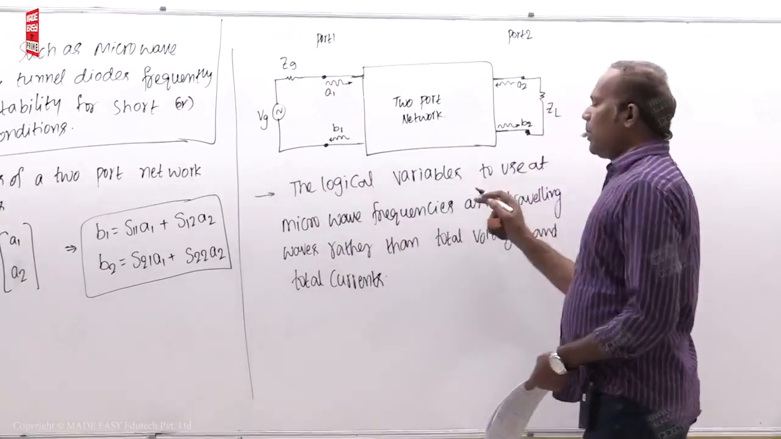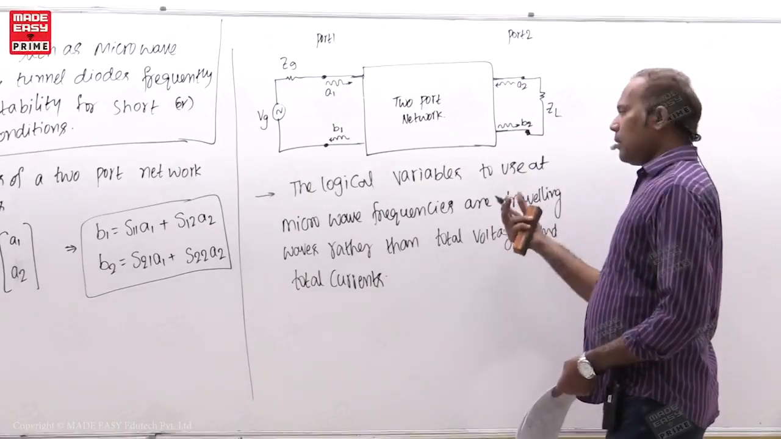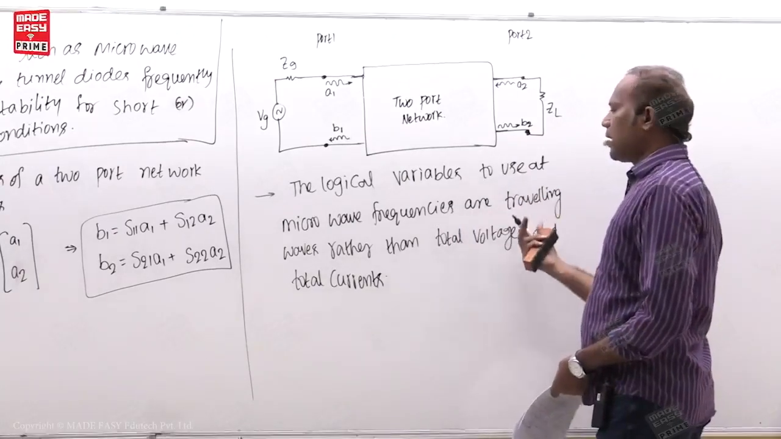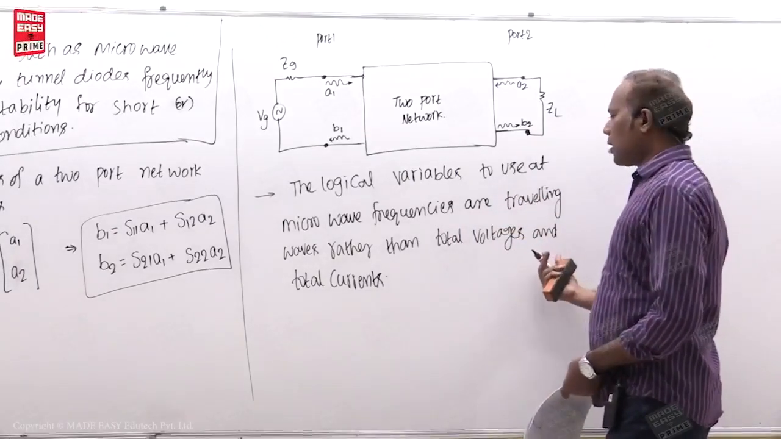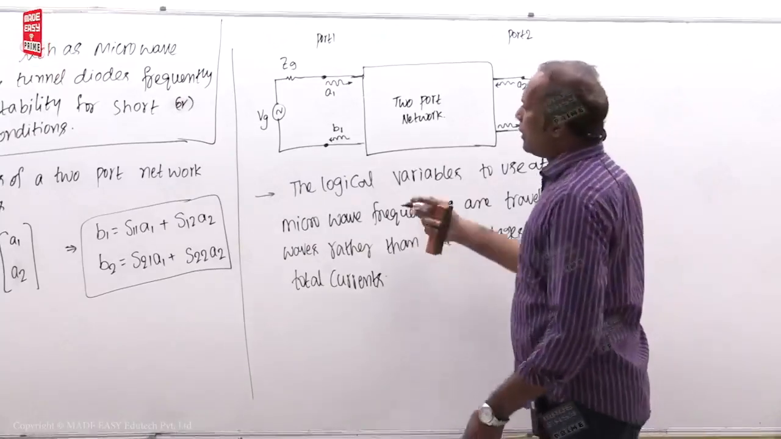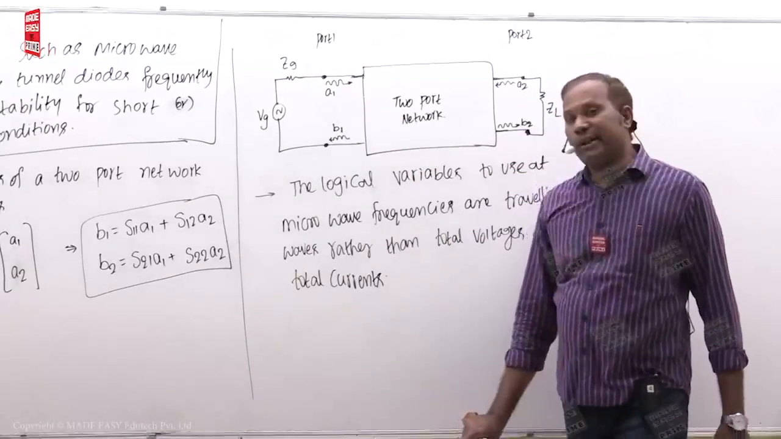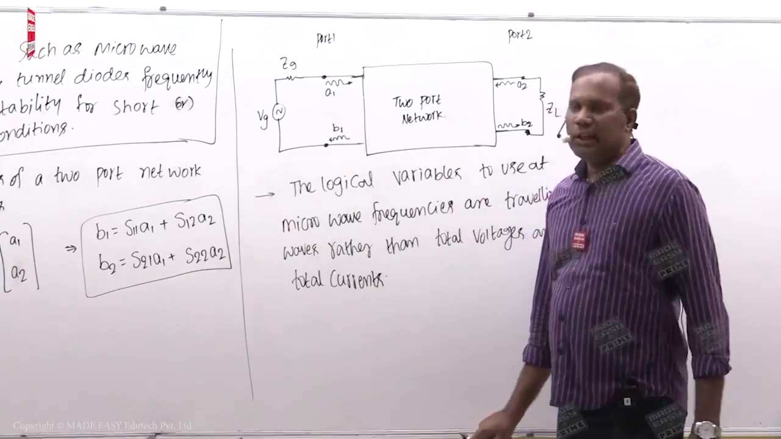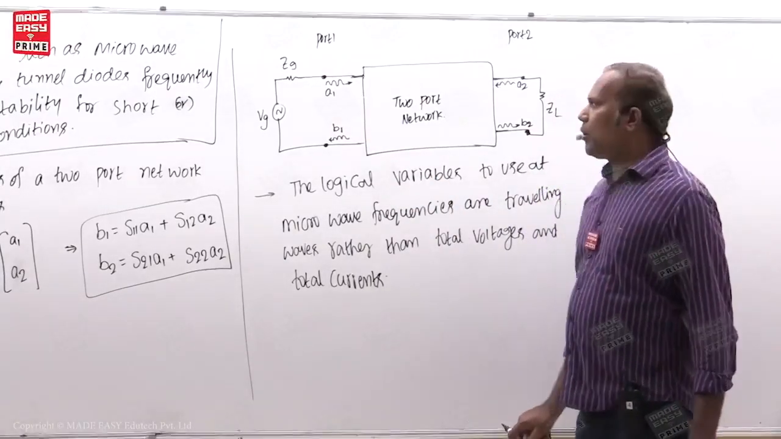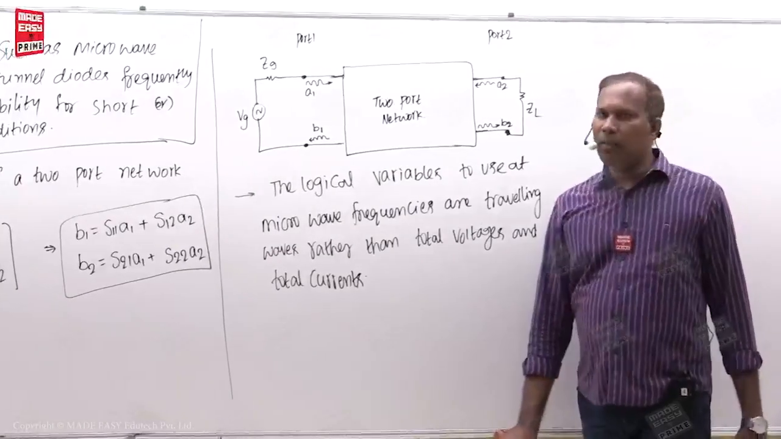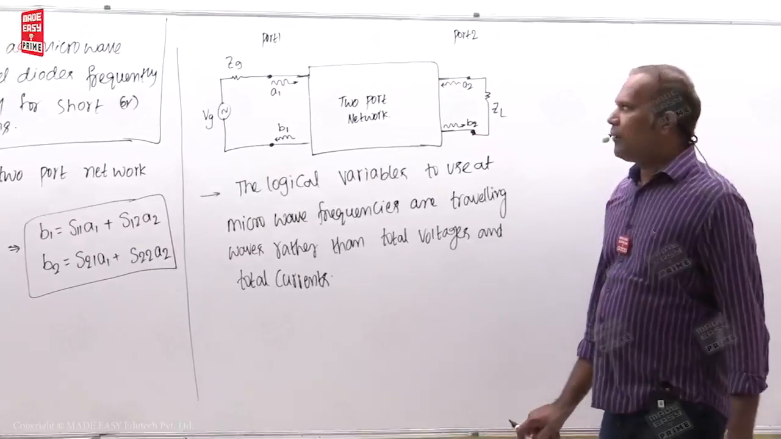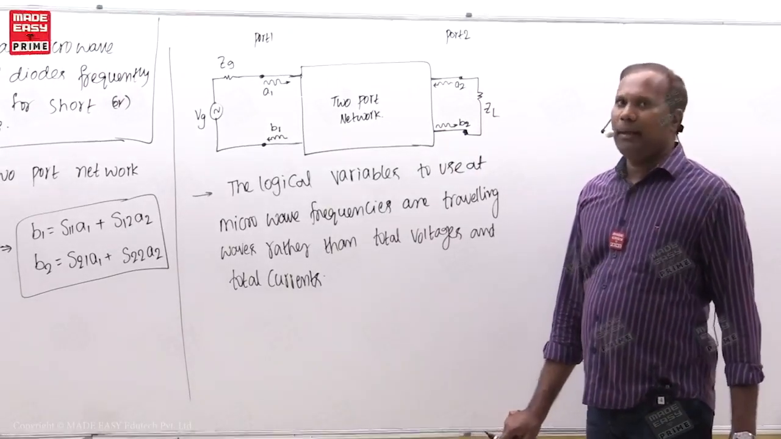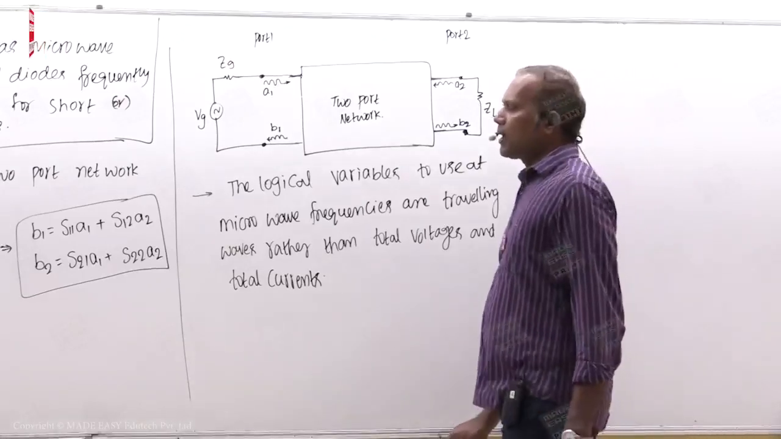So logical variable means appropriate variable, suitable variable, that is the meaning. Suitable variables at microwave frequencies are traveling waves rather than total voltage and total currents. In this case, students, we measure microwave powers instead of voltage and currents. At high frequencies, microwave power devices are there. Separate equipment is there to measure the microwave powers at high frequencies, like the resistance heating method. Different methods are there. They are studied in microwave engineering.